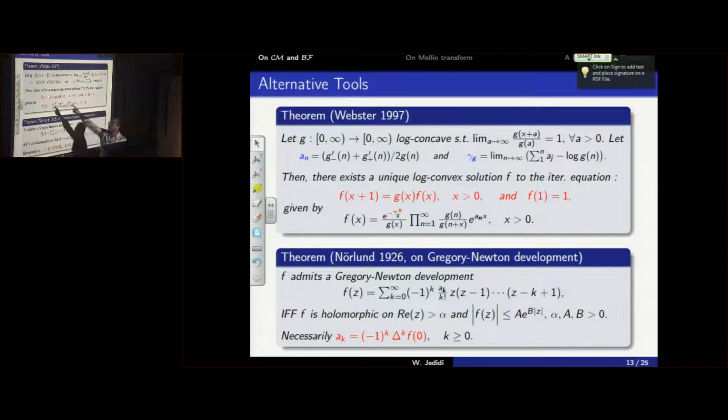If it's differentiable, an will be the logarithmic derivative taken in n, and you see here a familiar Euler constant built with j. You start with j, you build your equation, and if j is log concave, you will recover a unique log convex function, which is explicitly given by this formula. Of course, when j is the identity, the unique solution is the gamma function. This is a generalization of the difference equation built for the gamma function.